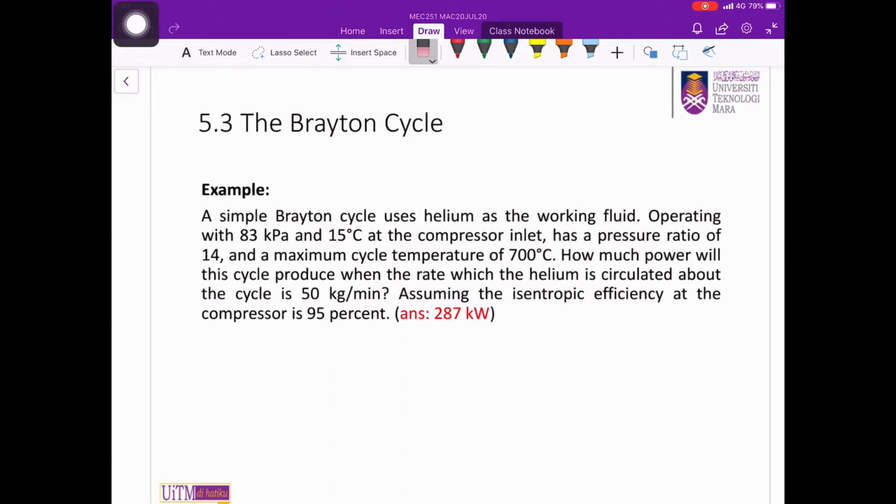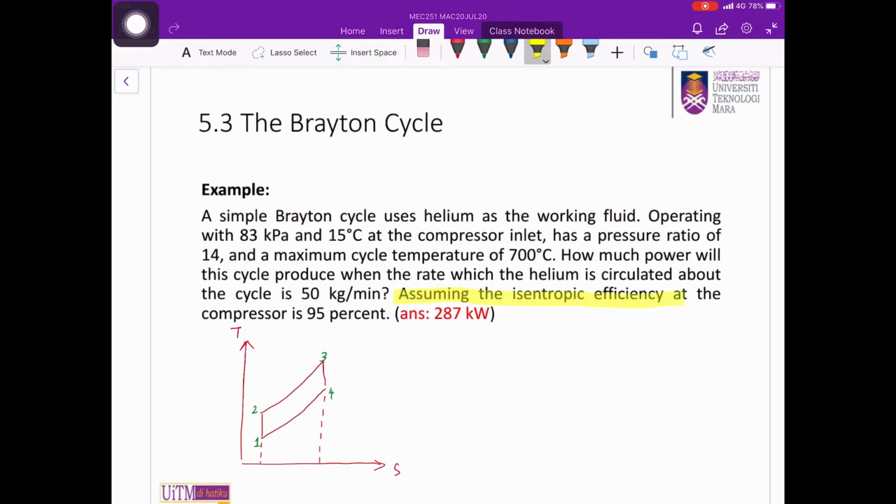How much power will the cycle produce when the rate at which the helium is circulated about the cycle is 50 kg per minute, assuming the isentropic efficiency of the compressor is 95%? This question is quite similar to the previous example. Please have a look and try to understand the previous example before you do this example. I will focus more on this statement.